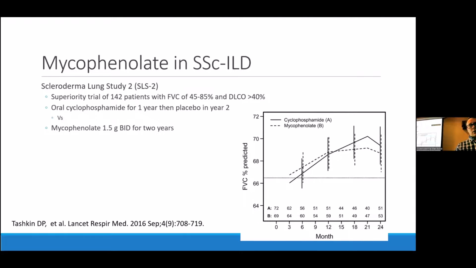And basically what we saw is that it was equivalent to cyclophosphamide in terms of stabilizing FVC. So this is a physiologic measure. We're trying to slow down the restriction of the lung, because again, that scarring results in the vital capacity dropping and us not being able to expand our lungs properly.